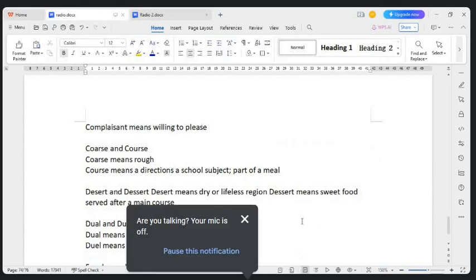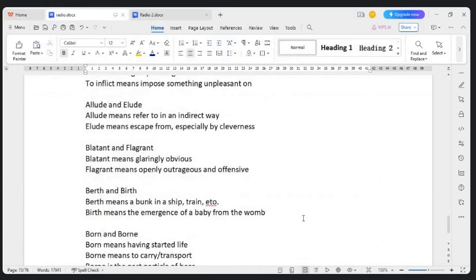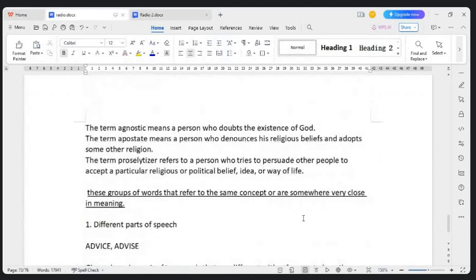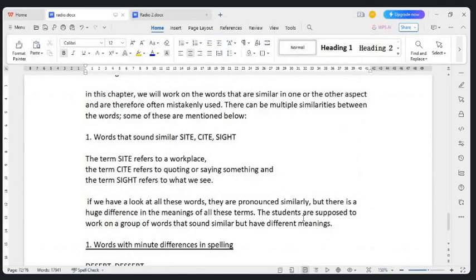All right. So we have discussed enough words that could be confusing. Today your assignment would be this: I will give you a set of two words, and you should be able to find out their meanings and also frame sentences. Okay, so now let us go through again some of the confusing pairs that we have discussed since we started this session. Site refers to a workplace. Cite refers to quoting or saying something.